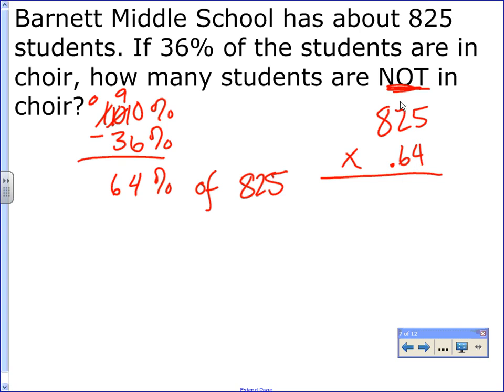So 4 times 5 is 20, 4 times 2 is 8, plus 2 is 10, 4 times 8 is 32, plus 1 is 33. Put my 0 as a placeholder. 6 times 5 is 30. 6 times 2 is 12, plus 3 is 15. And 6 times 8 is 56, plus 1 is 57.